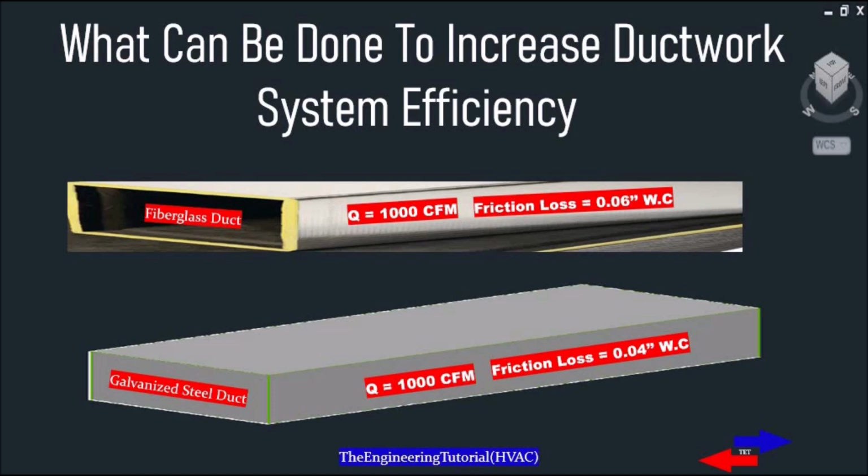For example, if we have two ductwork systems from different materials with equal dimensions, equal flow rate and air velocity, so the biggest difference is the material, and let's say one is made from galvanized steel and the other from fiberglass. So the pressure drop over a 40 feet distance is around 0.04 inch of water column for the galvanized steel and 0.06 inches for the fiberglass.